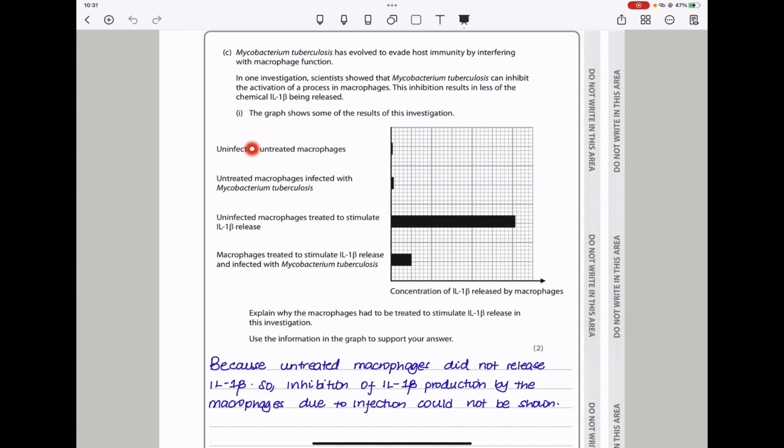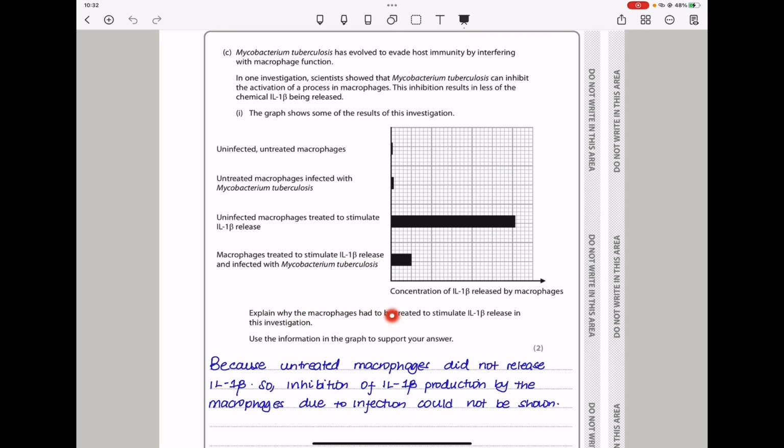We can see uninfected untreated macrophages. We see this is less. Untreated macrophages infected with Mycobacterium tuberculosis. Uninfected macrophages treated to stimulate IL-1 beta release. We can see the concentration is high. And macrophages treated to stimulate IL-1 beta release and infected with Mycobacterium tuberculosis.